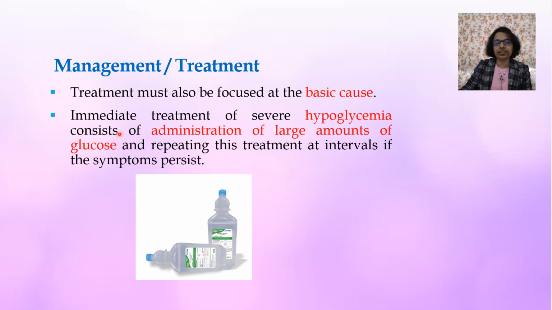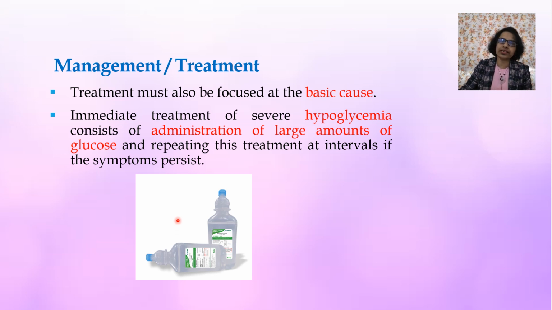Then we have to start immediate treatment of severe hypoglycemia. So what is the immediate treatment we can provide to the patient? It consists of administration of a large amount of glucose. So what do you mean by glucose? Glucose, dextrose. In the hospital there are IV fluids. We can choose the best one, 25% dextrose. You have to remember that as the percentage of the fluid increases, the concentration of glucose in that fluid increases.